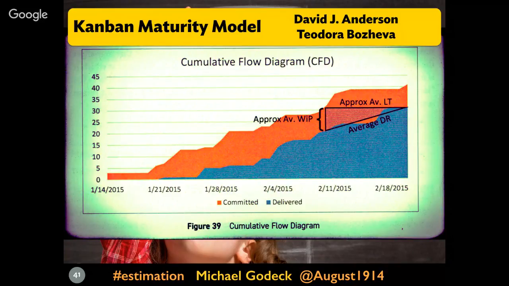I skipped this one. This is a visualization of the flow throughput model of no estimation for Kanban, right? The cumulative flow diagram shows your wait time and your cycle time, and the cone in between tells you how long it's taking to get work through. Mathematically speaking, over time it stops mattering how big your stories are. As long as they're workable chunks, it disappears over time.